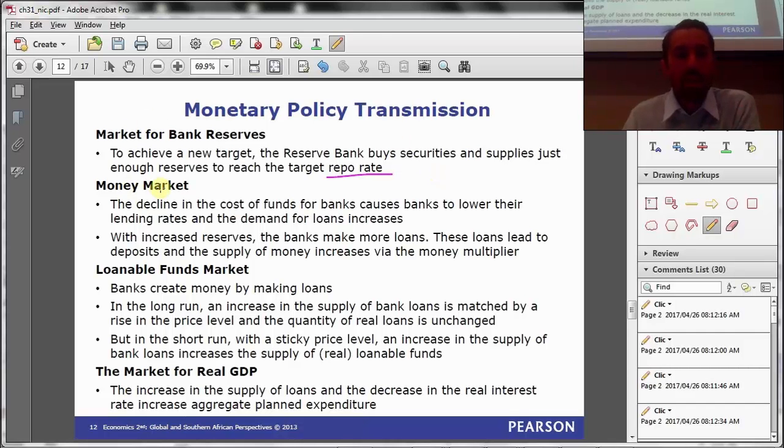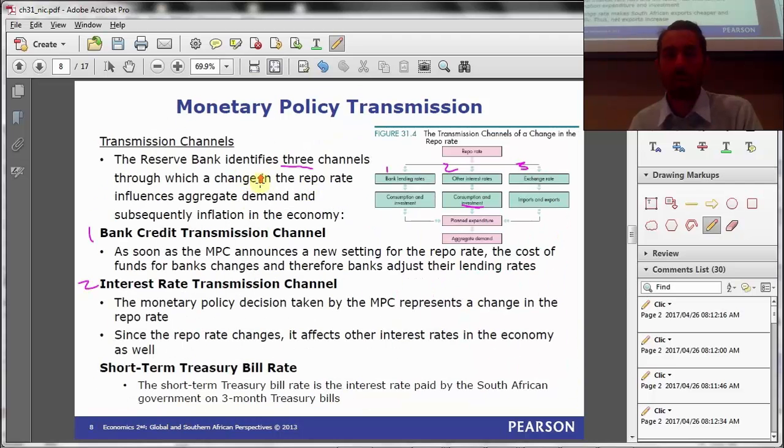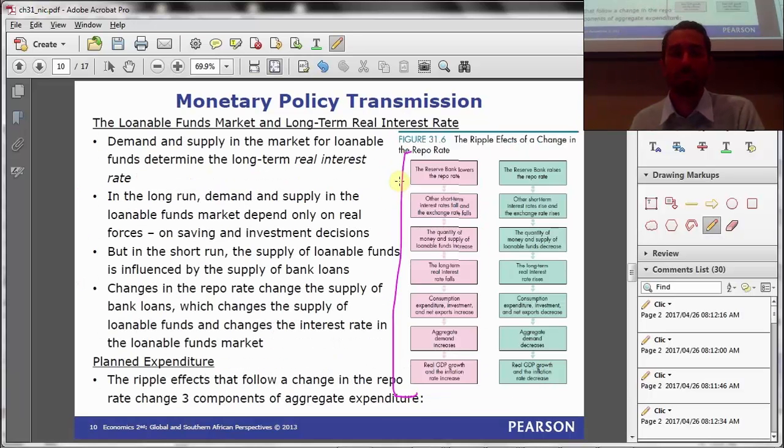So we have something called the money market, and a decline in the cost of funds for banks causes banks to lower their lending rates and the demand for loans increases. With increased reserves, the bank makes more loans, and these loans lead to deposits and the supply of money increases. Okay? So the money market is how our repo rate affects the bank's lending rates.